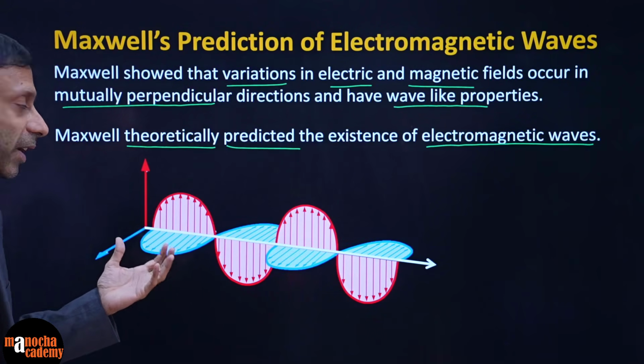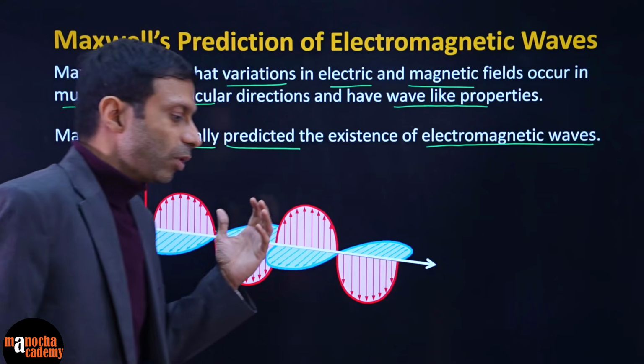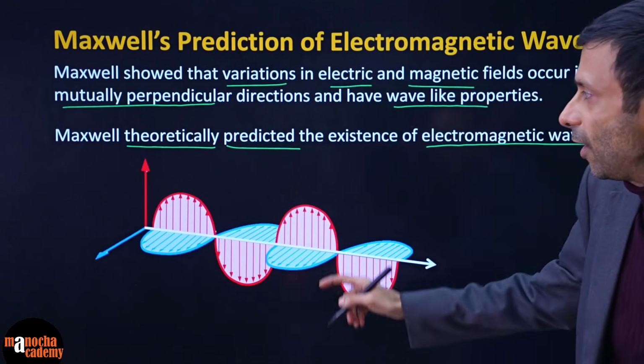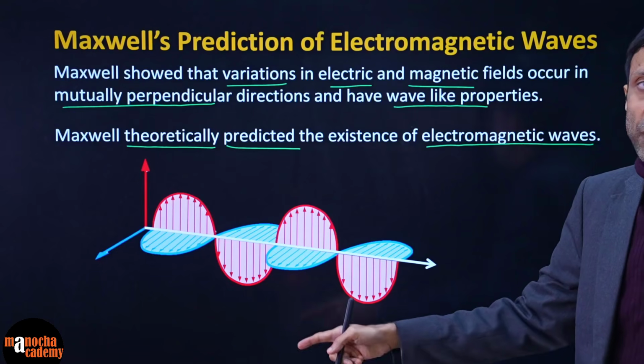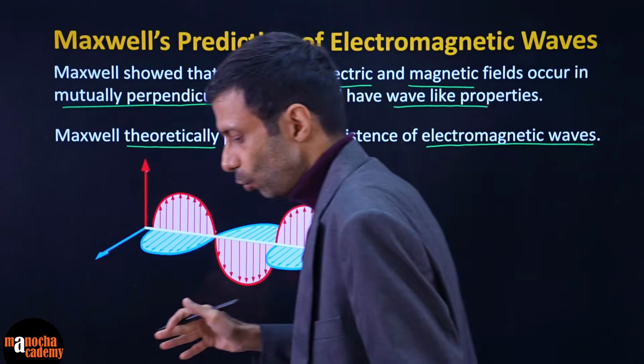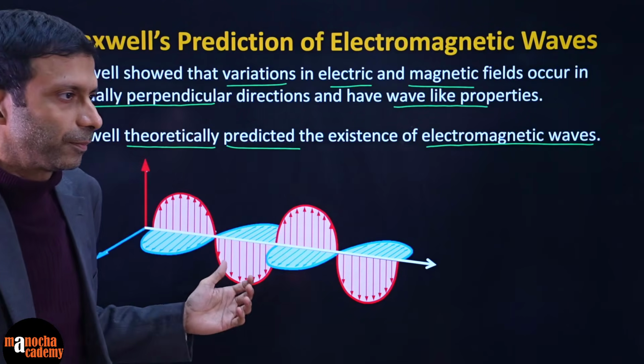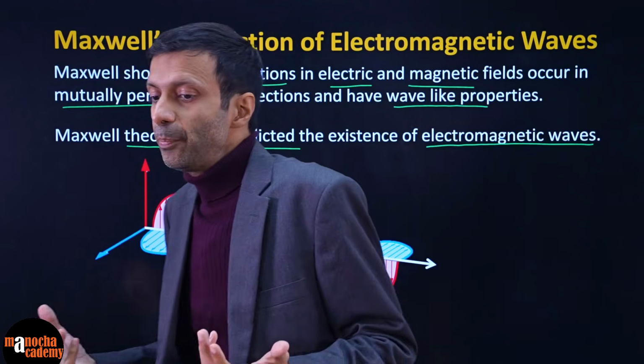And what is your electromagnetic wave? Where basically, what do you have over here? You have this changing electric field, changing magnetic field. So what do I mean by that? Let's discuss this. So basically, what did he predict?